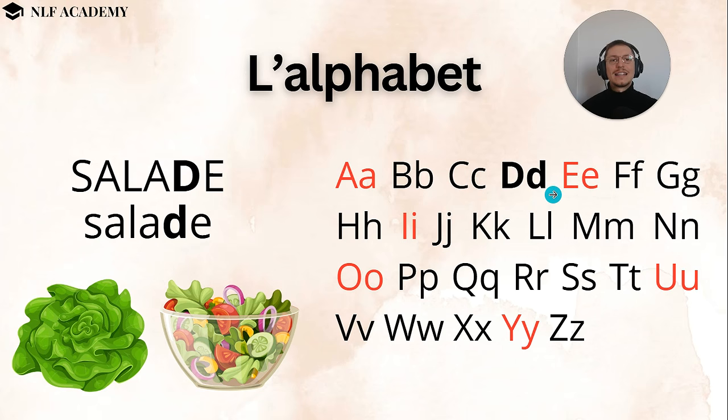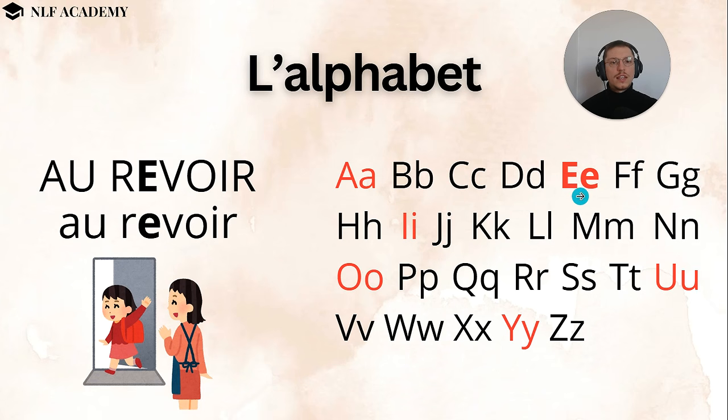D. D. This is an explosive sound as well. D. Par exemple, salade. Salade. D. Très bien. Then a new vowel. E. For example, au revoir, which means bye-bye.